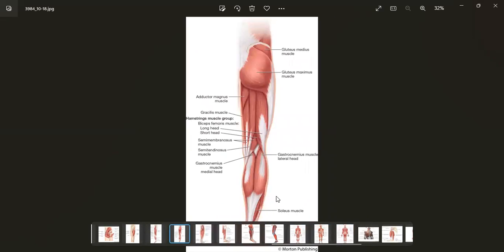Here we have the posterior view. You can see the gastrocnemius with its two heads. And then the soleus muscle, more inferior, but peeking around the side from the posterior aspect.